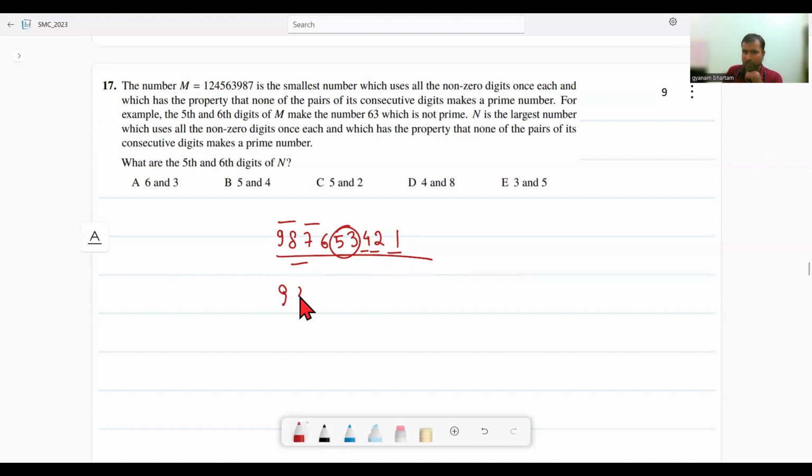So what we can do is switch 5 and 6. Then 75 will work, 56 will work, 63 works, 34 works, 21 works. So this is going to work, and that's the highest number we can have, just by flipping two numbers. So the fifth digit is 6 and the sixth digit is 3. So 63, 6 and 3.